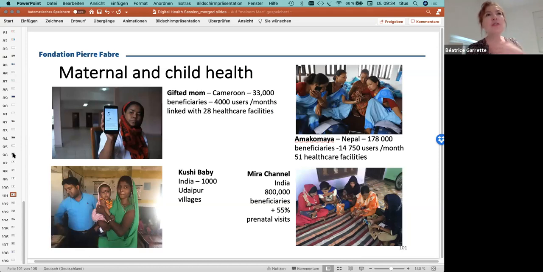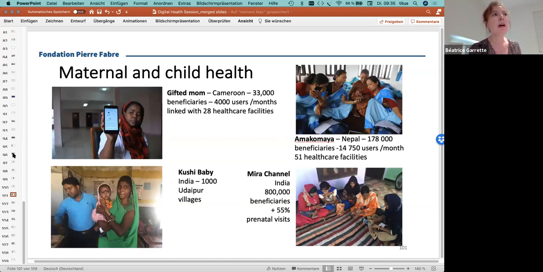So I would just like to give you a few examples of all these initiatives, and all the information is accessible through the website of the Observatory. It's odes.iu. And regarding maternal and child health, we have several really strong initiatives just to foster the care of the mothers, to help her attend the prenatal consultation, and which makes a huge difference with the quality then of the health of the mother. So I would like to stress in Cameroon, Gifting Mom, now 33,000 beneficiaries, 4,000 users per month.